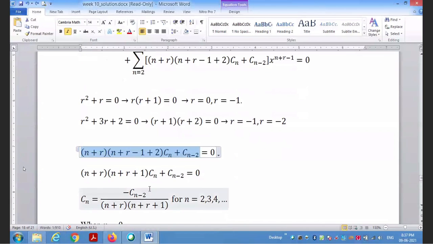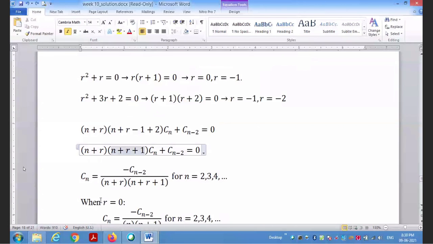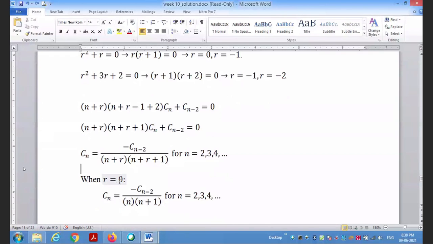n plus r minus 1 plus 2 equal to n plus r plus 1, and then times Cn, and then plus Cn minus 2 equal to 0. From here we can establish the relationship between Cn and Cn minus 2. So Cn equal to minus Cn minus 2 over n plus r times n plus r plus 1. I think some of you guys have already done this. So when r equal to 0, Cn will be minus Cn minus 2 over n times n plus 1, because r now becomes 0, right? n equal to 2, 3, and 4.